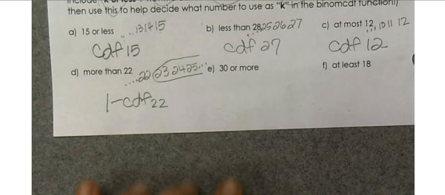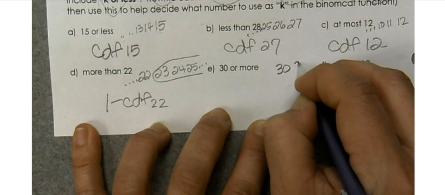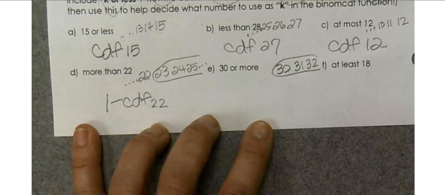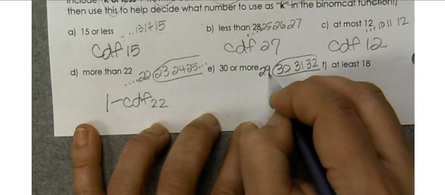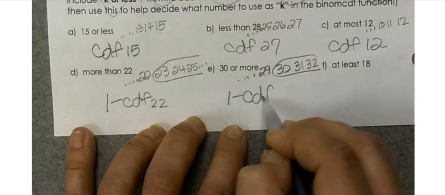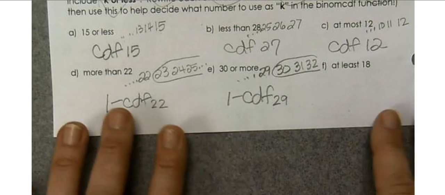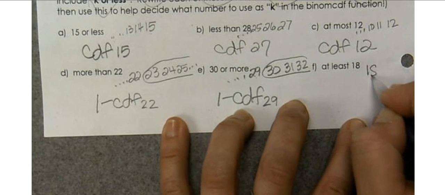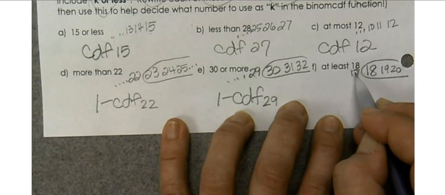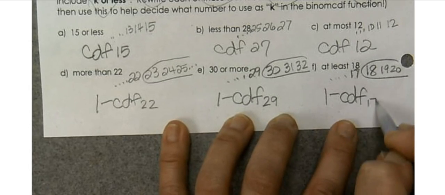30 or more means that we would want 30, 31, 32. We would want 30 or more, which means that we would have to subtract off 29 or less. So we would want 1 minus the cumulative distribution using 29. At least 18 means that we would want 18, 19, etc., which means that we would have to subtract off 17 or less. So we would take 1 minus CDF using 17.